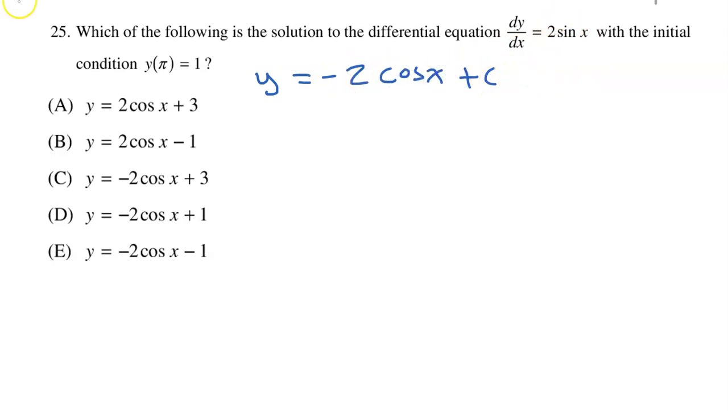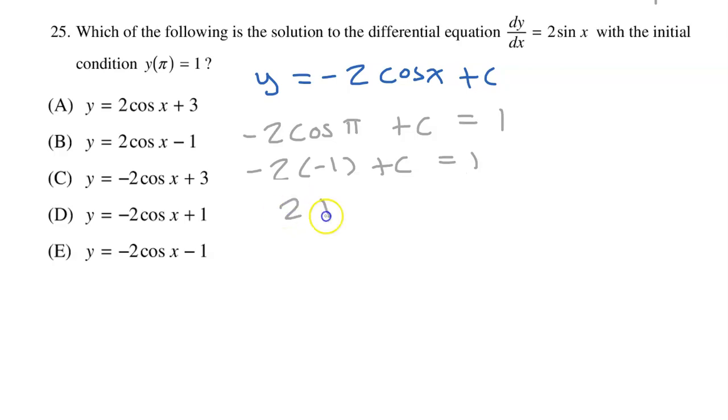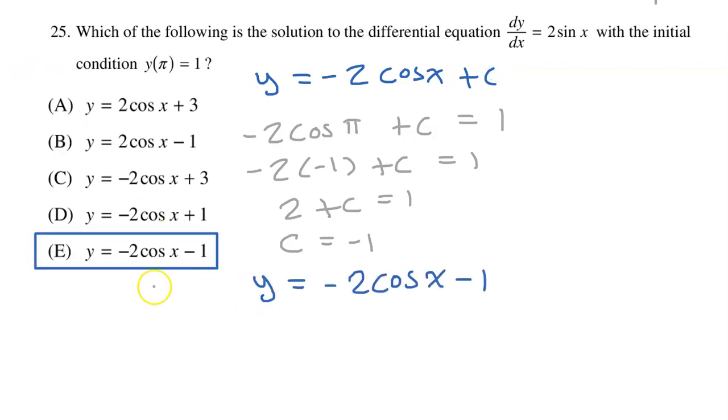Now we will use the initial condition to find the value of c. When x is pi, y is equal to 1. So we have negative 2 cosine pi plus c is equal to 1. But cosine of pi is negative 1. So this is negative 2 times negative 1 plus c is equal to 1. In other words, 2 plus c is equal to 1, and c is equal to negative 1. Let's substitute negative 1 in for c. So the answer is E.